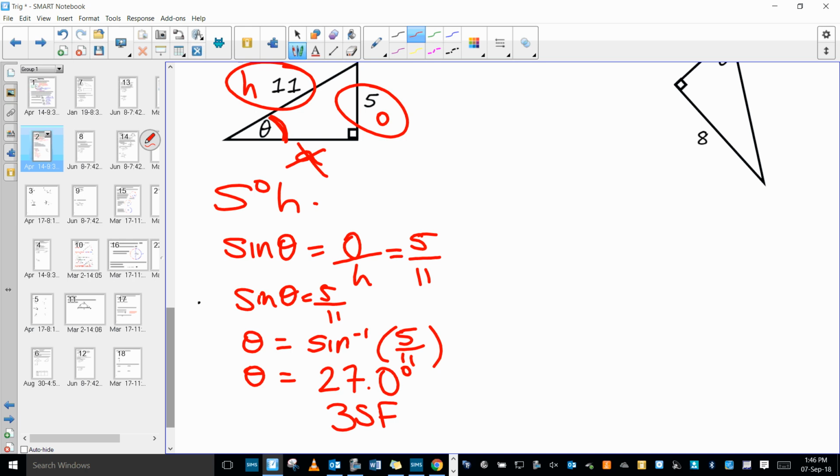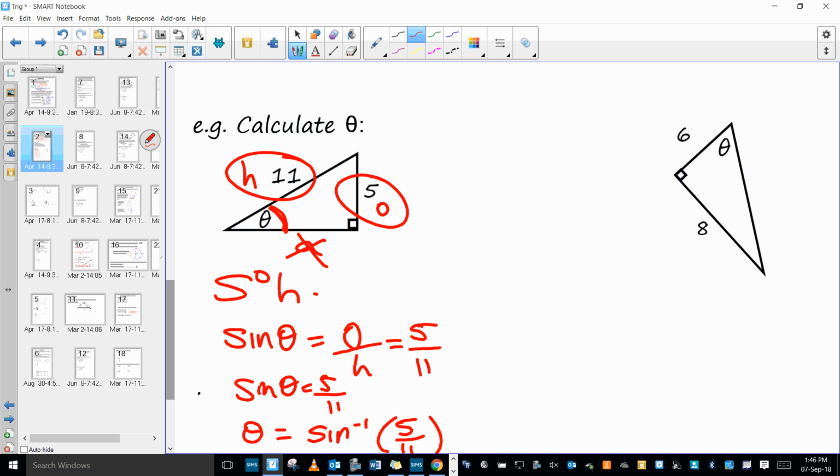Yeah. All right, so this one on the right-hand side. So first things first, label HOA. So this is my H because it's opposite the right angle. This is O, this is A. So I have something for here and here. Which one do I not have or not need? H, so I cross that out. So I've got my O and my A, so which of the SOHCAHTOA am I using? TOA.